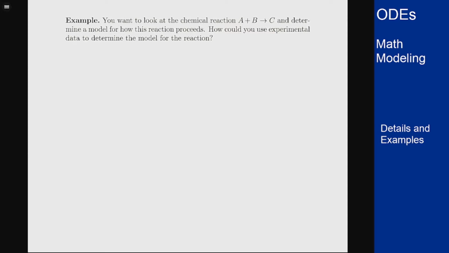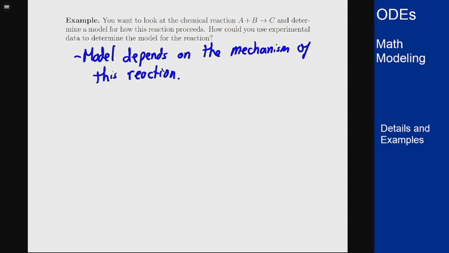A plus C goes to B, and determine a model for how this reaction proceeds. A lot of this depends on the actual mechanism of this reaction. And that's something that comes out of your chemistry classes, your biology classes, your chemical engineering courses, where you actually discuss how these reactions behave, what the actual mechanism is, and then what you can do with that to write an equation for the rate of the reaction based on that fact.